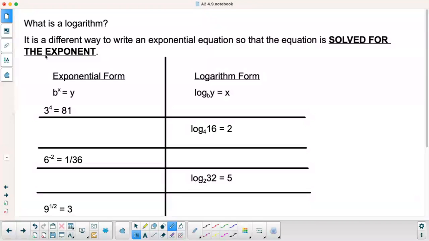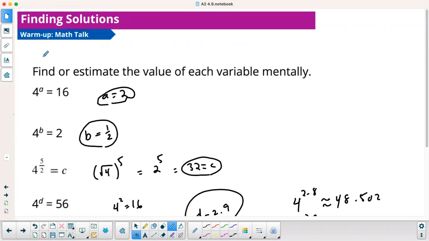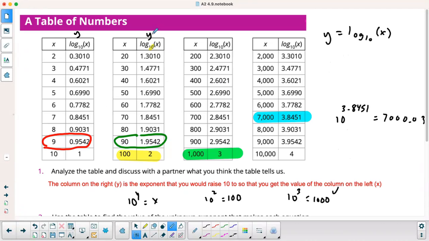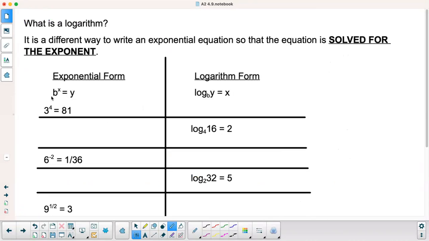All right, so what is a logarithm? Because that was our goal, let me go back. Our goal was, I understand that a logarithm is a way to represent an exponent in an exponential equation. So here's the definition. You're going to want to write this down somewhere. If I have b to the x equals y, I can rewrite it in log form as log base b of y equals x. So you're just moving the pieces around, okay?